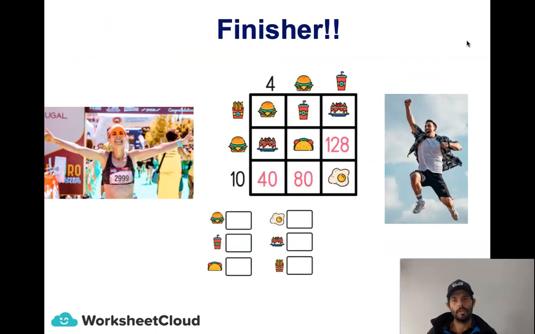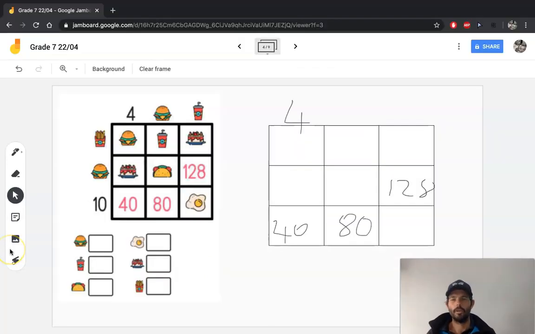Okay guys, there's your finisher for today. We're almost there. You know by now that you need to go work out the value of the symbols in the multiplication table. Off you go and see if you can get that done. Look at this multiplication table.